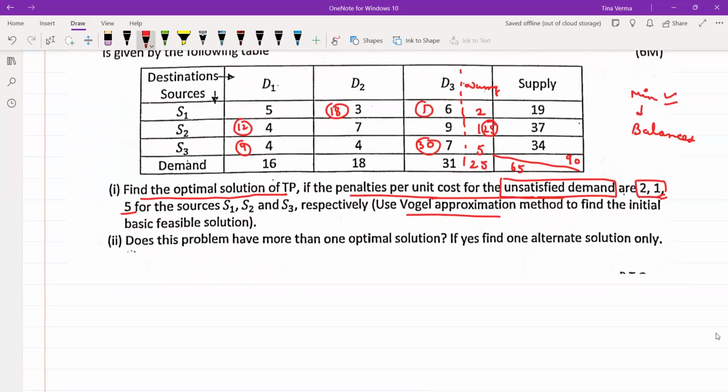So when you got, that means you got your minimum cost for your initial basic feasible solution. That was coming out to be your 18 into 3 plus 1 into 6 plus 12 into 4 plus 1 into 25 plus 4 into 4 plus 30 into 7. So this was your initial basic feasible solution cost, and this was giving out to be 359. And you have to find the optimal solution. So this is your initial basic feasible solution.